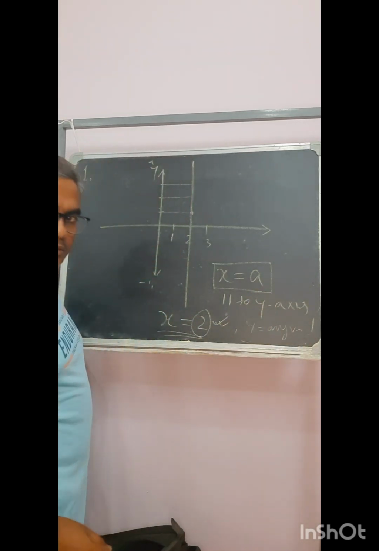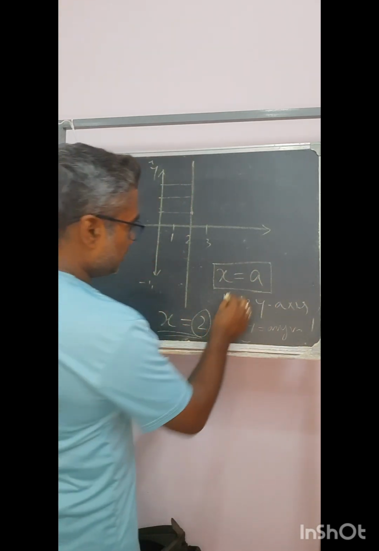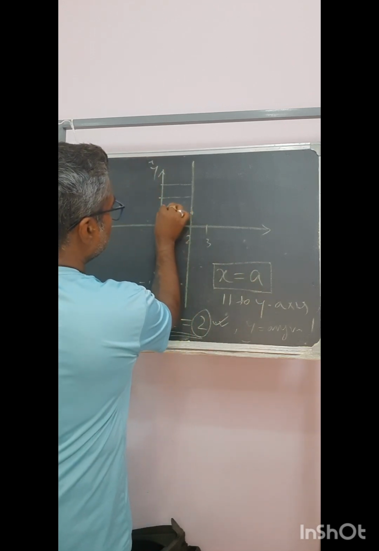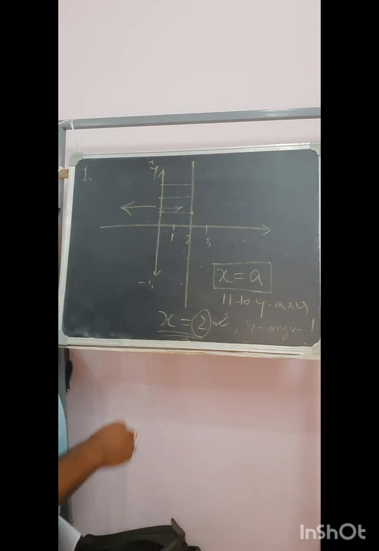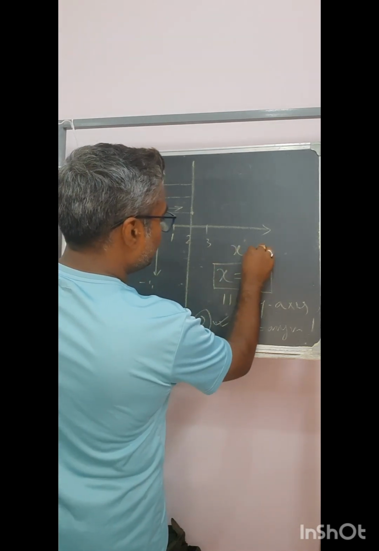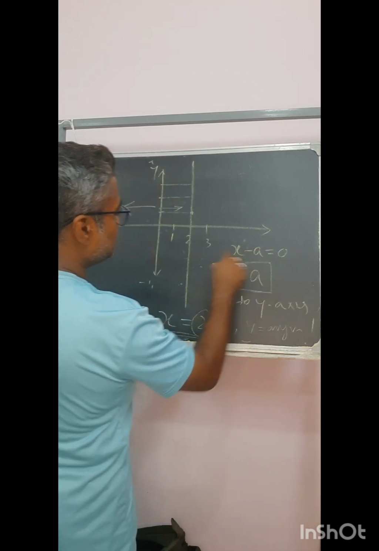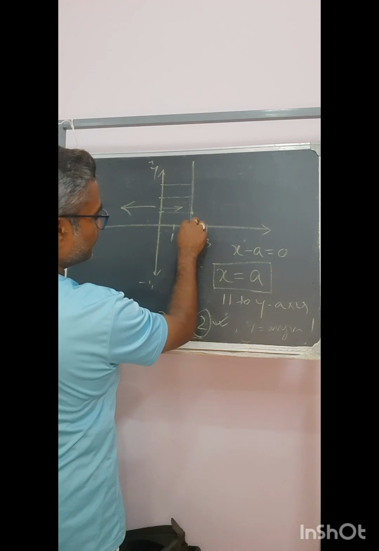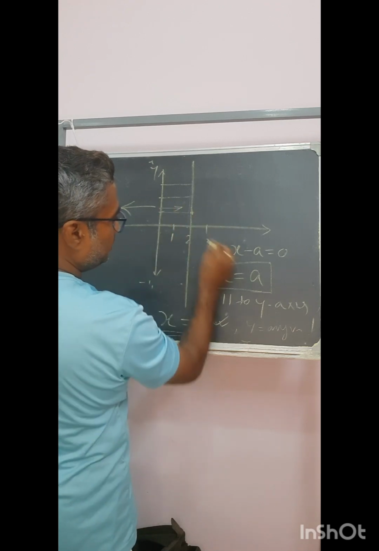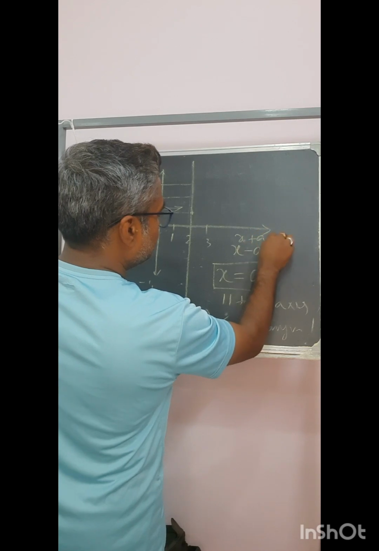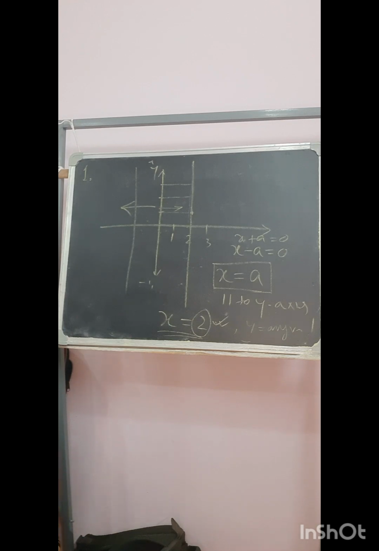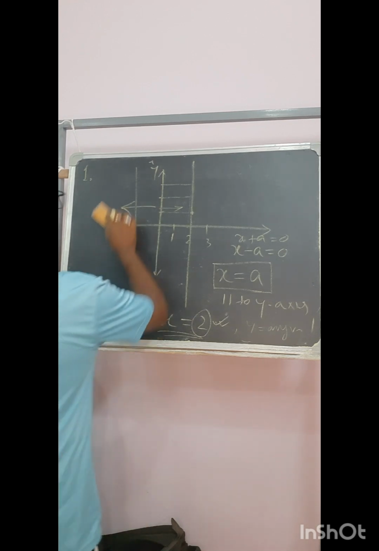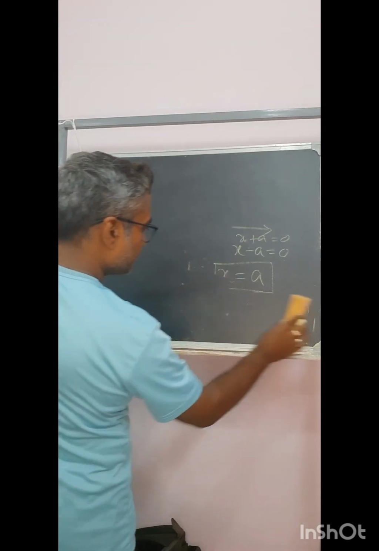Now how will you correlate where it has to be? If the constant is positive, it will be on the positive side. If the constant is negative, it will be on the negative side. This can also be represented as x minus a equal to 0. That means x minus a is a line on the positive side of the xy plane, and if it is x plus a, it would be on the negative side, equidistant from the y axis. Okay. Now moving to the second problem.